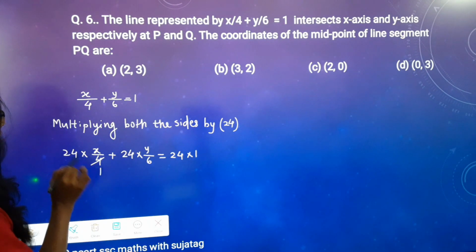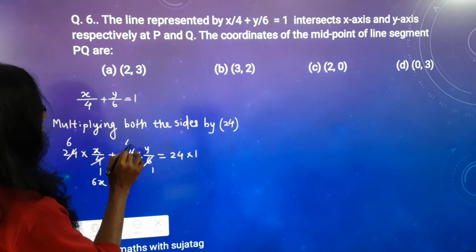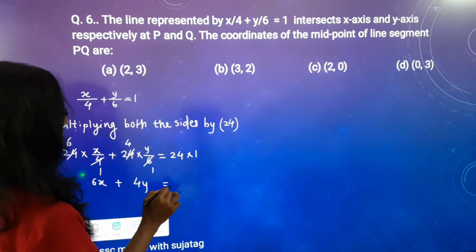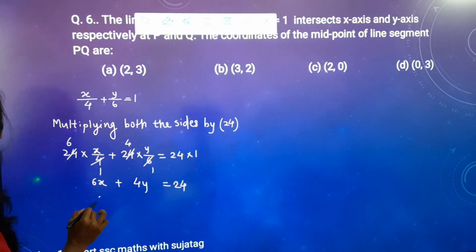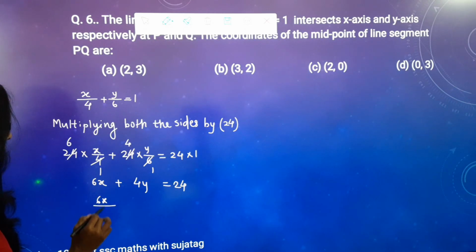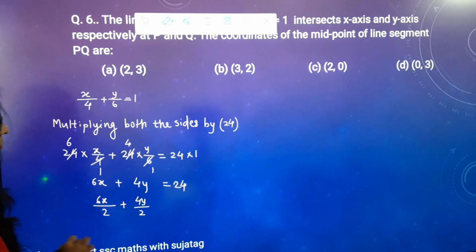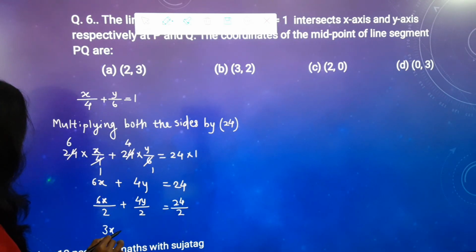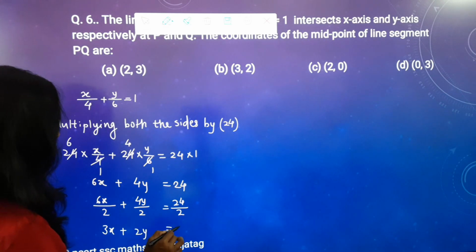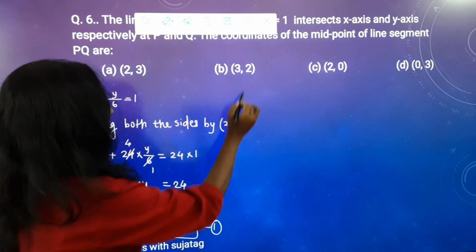So 4 ones are 4, 6 fours are 24. So 6x plus 4y is equal to 24. We can also simplify this equation by dividing both the sides by 2, and 24 upon 2. So now 3x plus 2y is equal to 12. So this is our first equation after simplification.